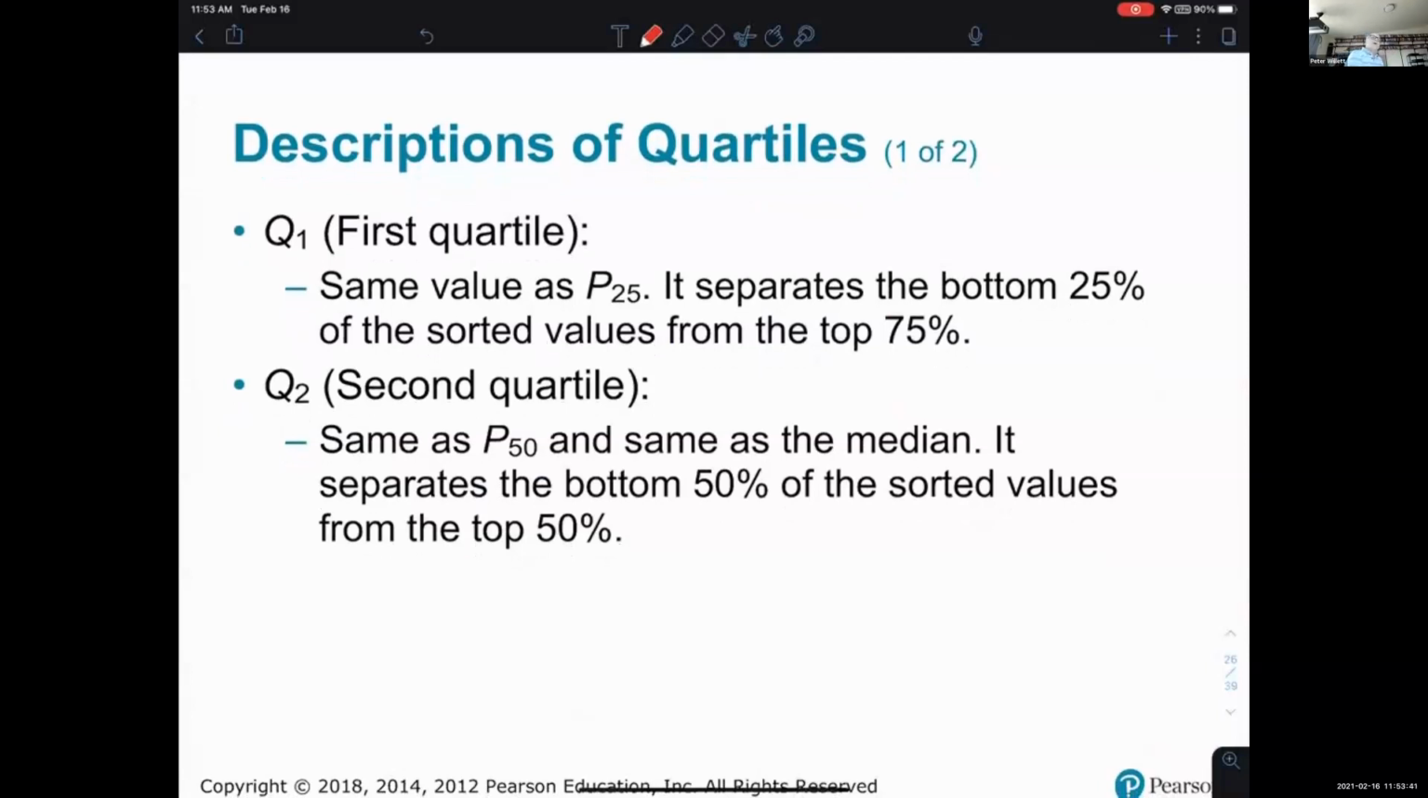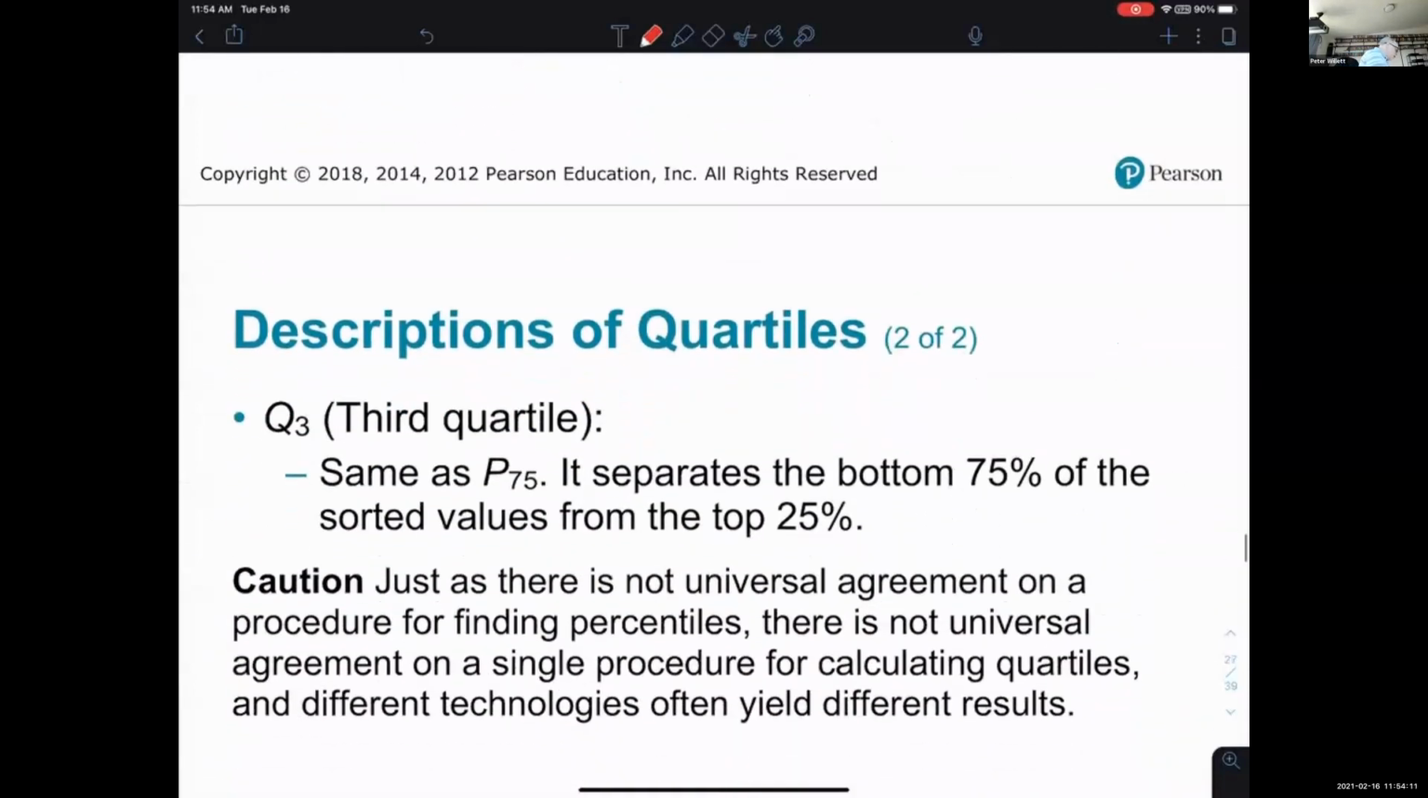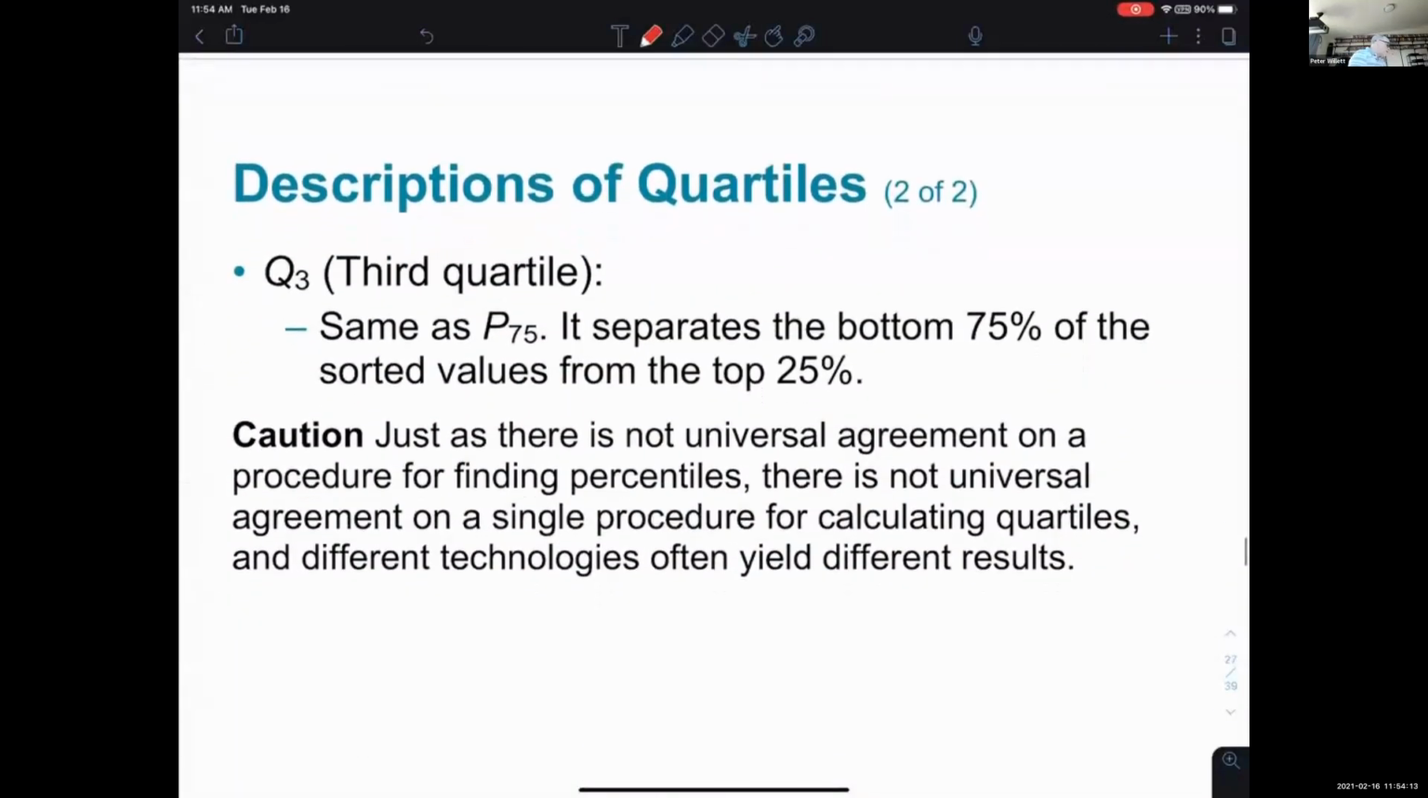So as it points out, as I was just describing, the first quartile is the same value as P sub 25. It's the 25th percentile, and it separates the bottom 25% of the sorted values from the top 75%. Q2 is the same as P50 and is the same as the median, and it separates the bottom 50% from the top 50%. So they're describing what I was just telling you, but using sentences instead of a picture. And I think that's less helpful, but nonetheless, they're saying the same thing. And then finally, Q sub 3 is P75.